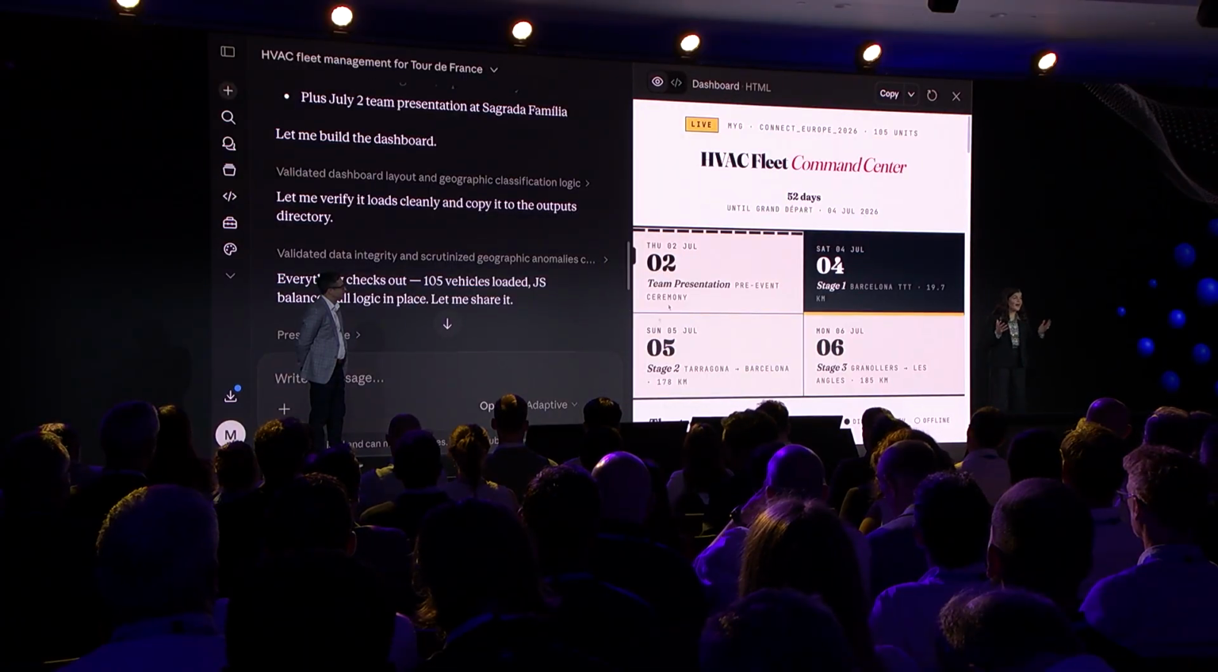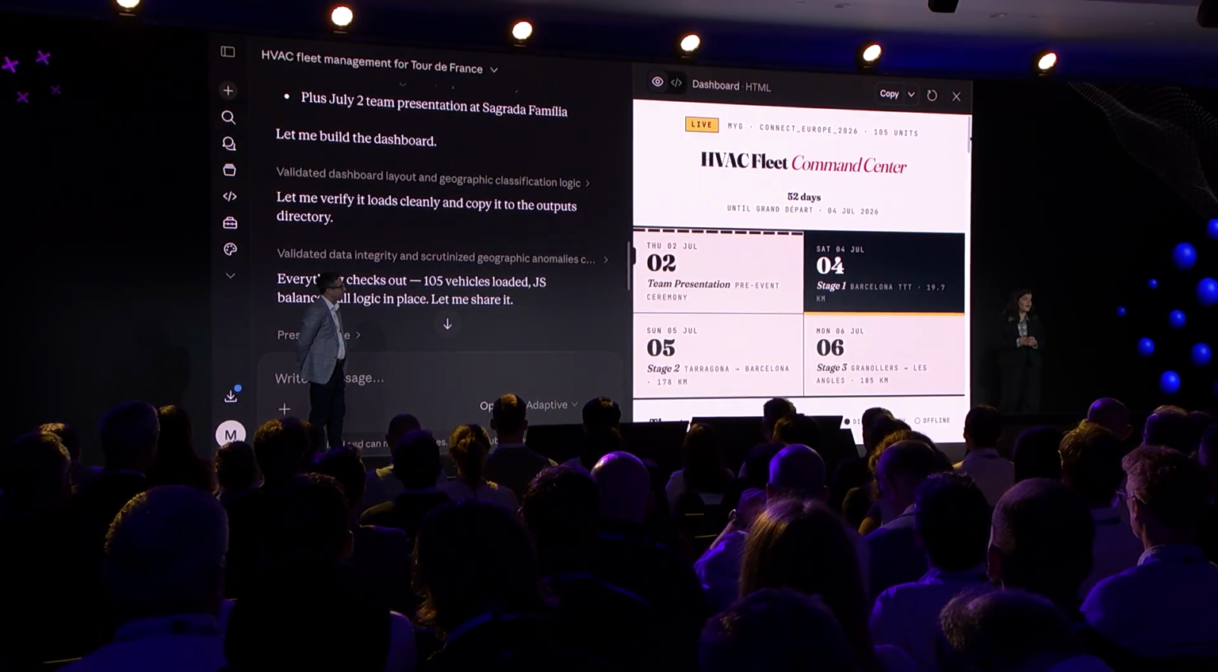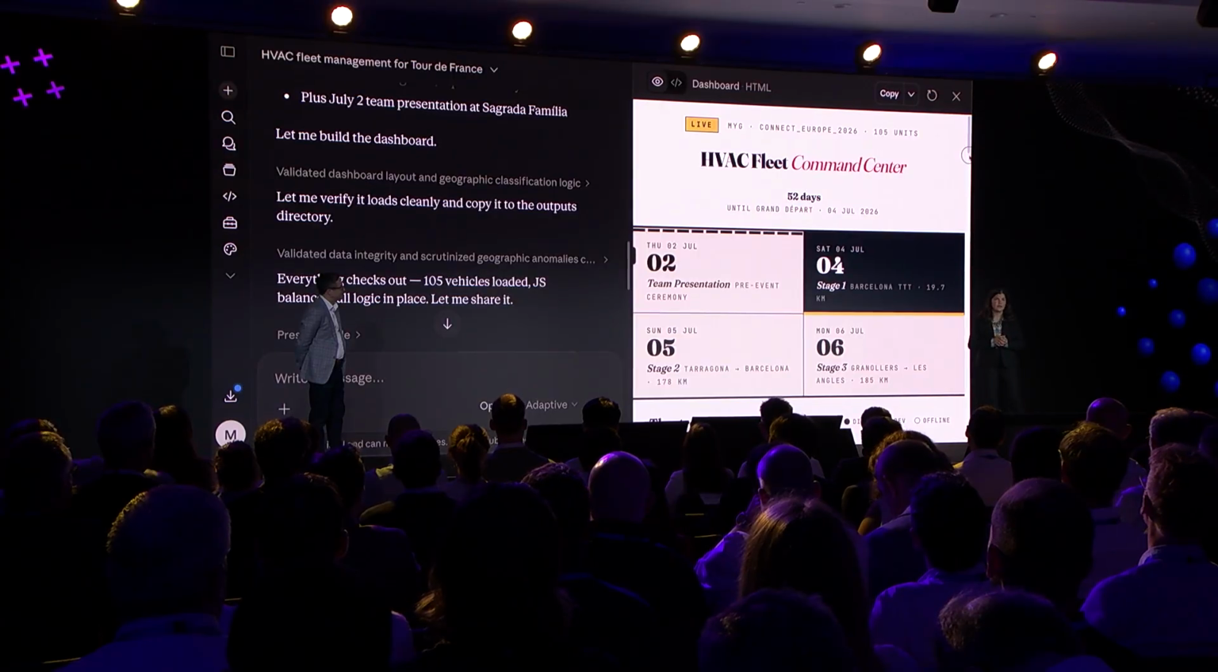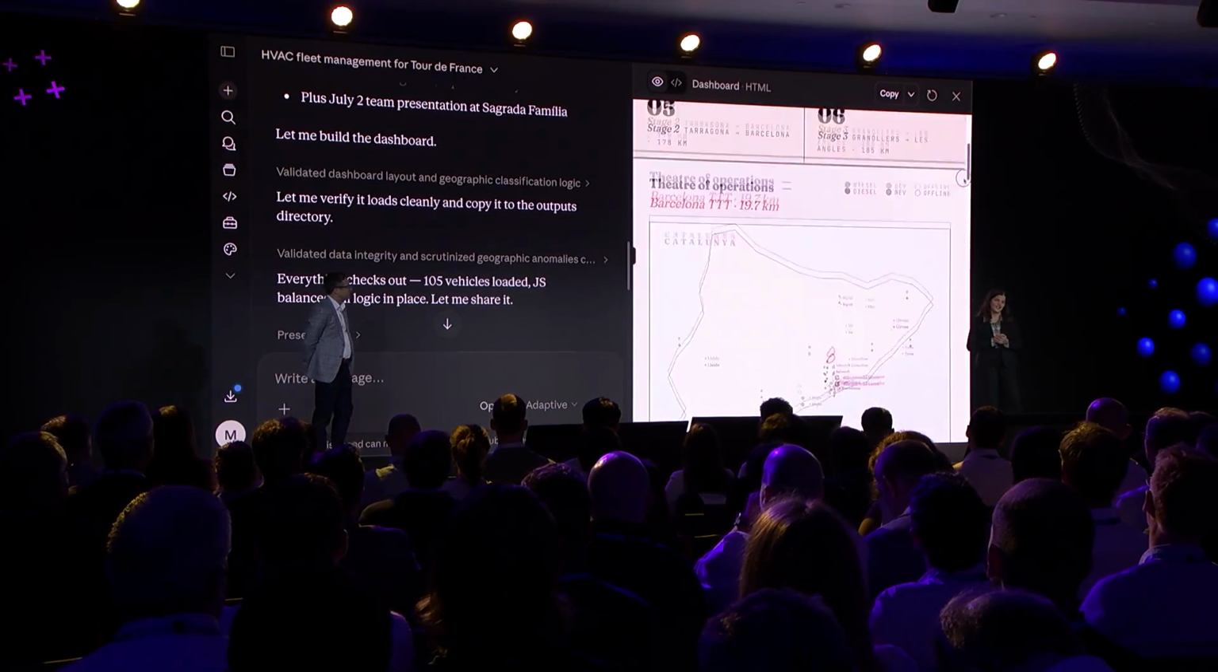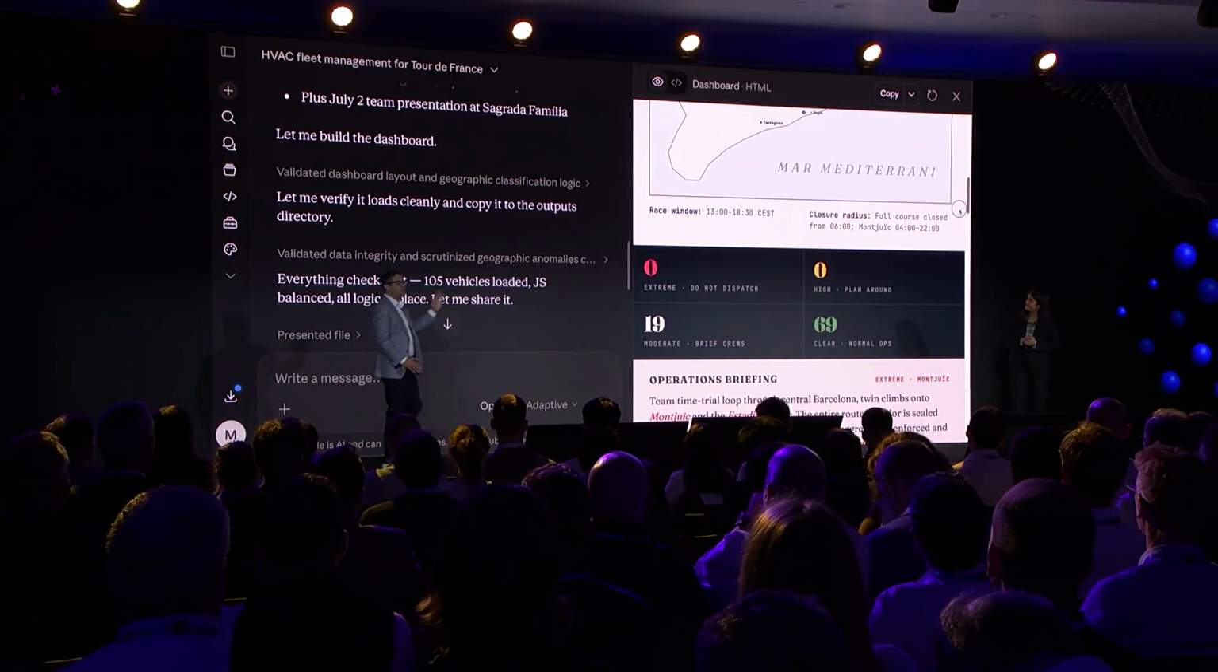Jan asks it to come up with a dashboard that helps him to better understand and scenario play how his fleet will be impacted during the Tour de France race. He asks for it to connect his fleet's data to some real-world information based on how his fleets travel throughout Barcelona today. Now, behind the scenes, it's using a combination of Ace and MyGeotab's APIs to get Jan the answer he needs. And what a beautiful dashboard Claude's created for us, right?